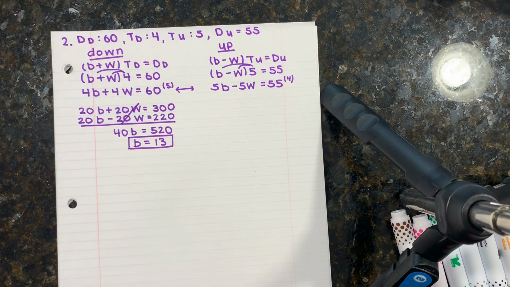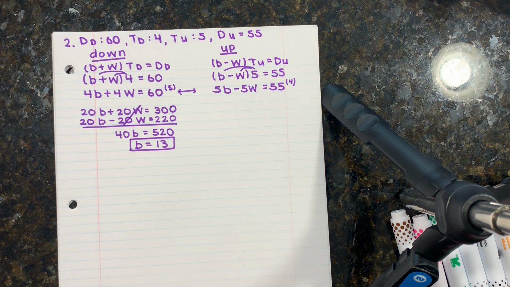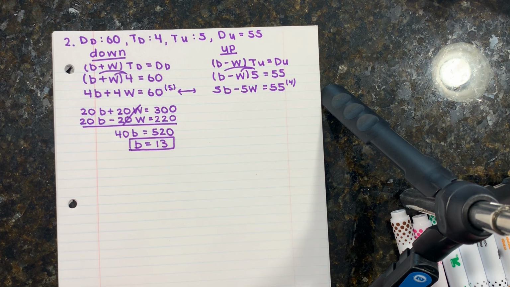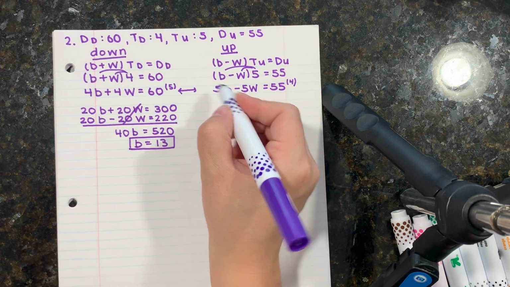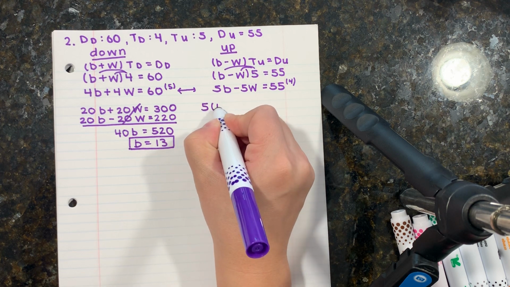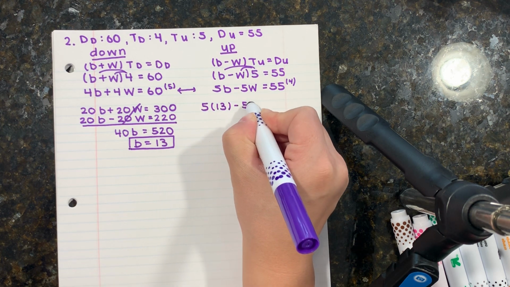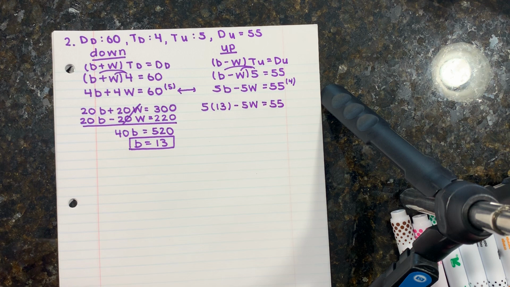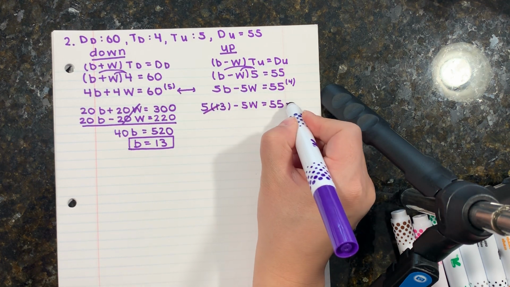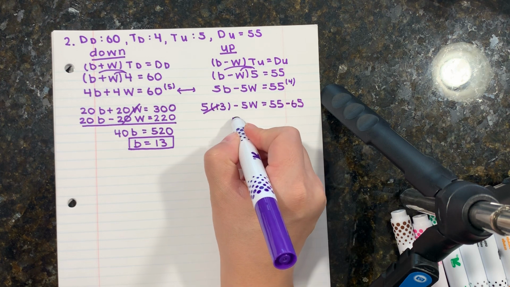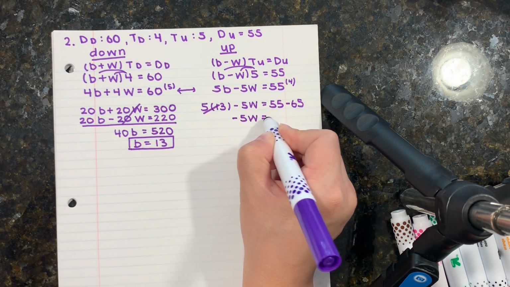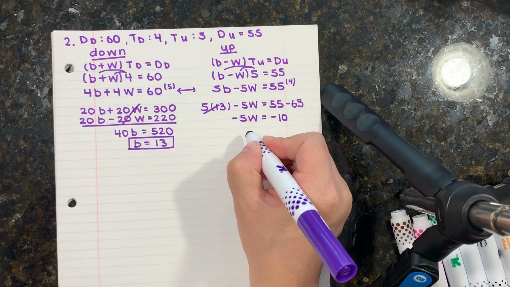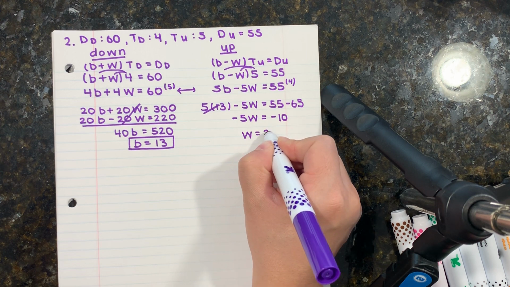But you're not done because you also have to solve for the speed of W, the current. So now you can either take this B and plug it into this equation or this equation to solve for what W is going to be equal to. I'm going to choose to plug it into this equation, so that will be 5 times 13 minus 5W equals 55. Well, 5 times 13, that's equal to 65. So I'm actually going to move this to the other side by subtracting 65. And that would give me negative 5W is equal to negative 10. And therefore, the speed of the current W is equal to 2.